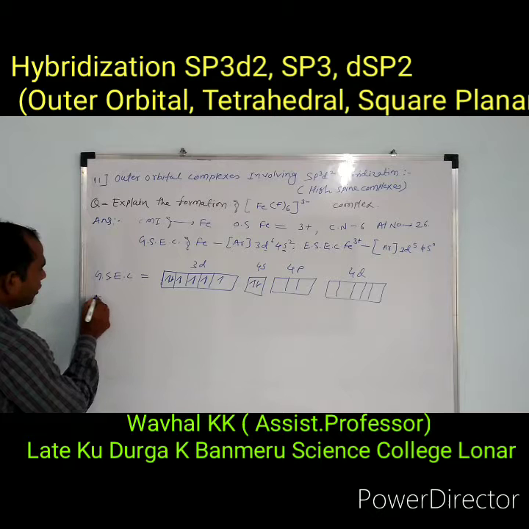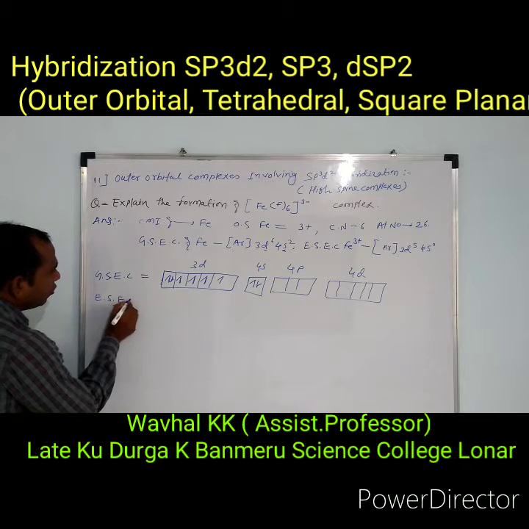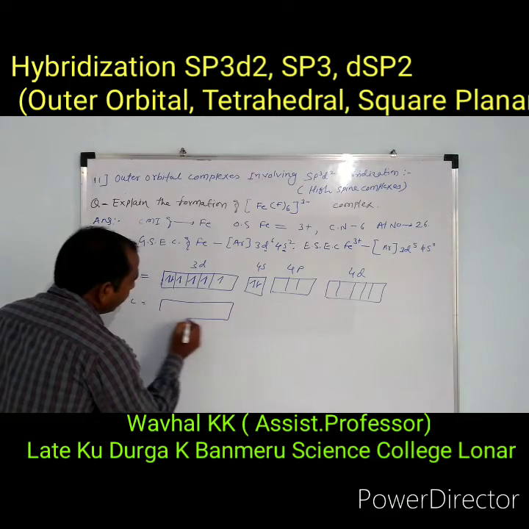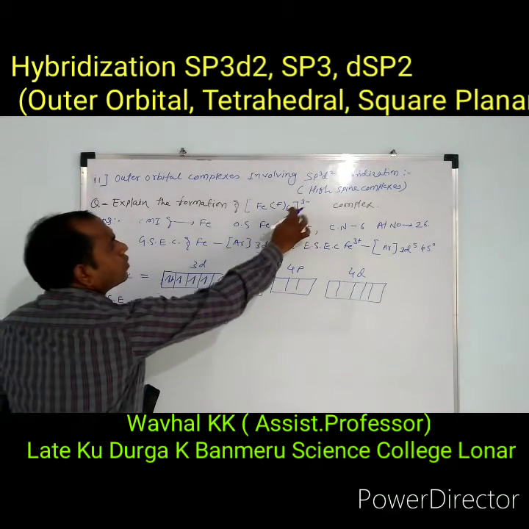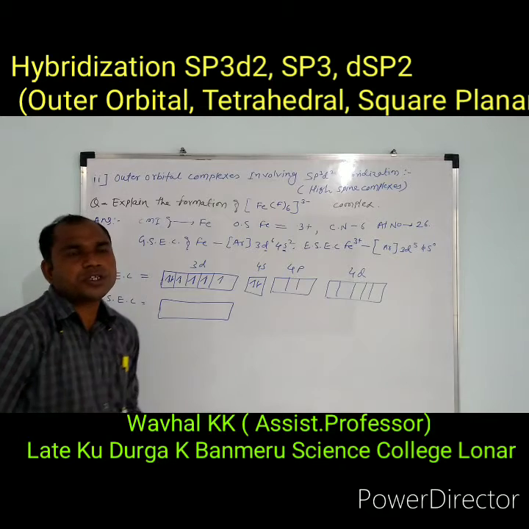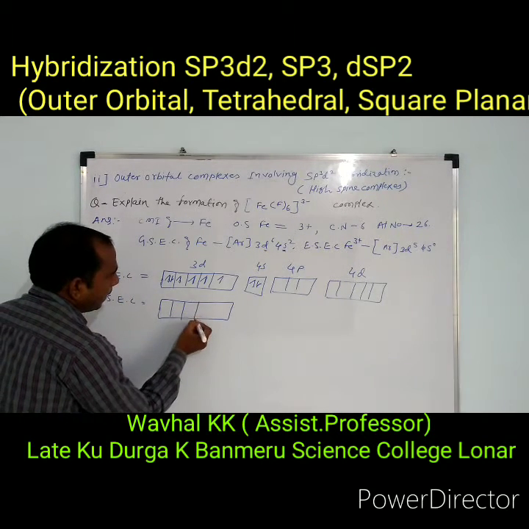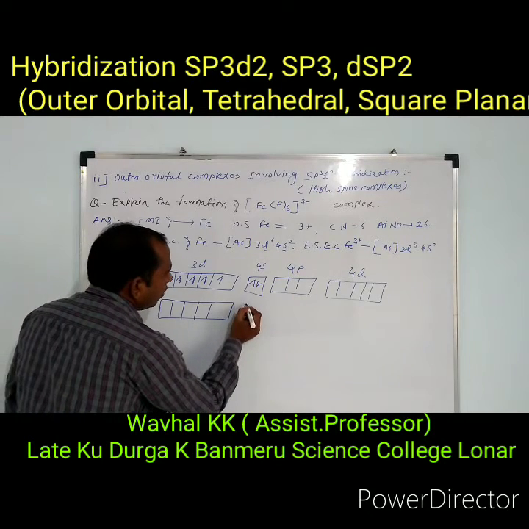In the excited state, the electronic configuration is equal to, in the excited state what happens? Tripositive is the oxidation state, so 3 electrons are donated.